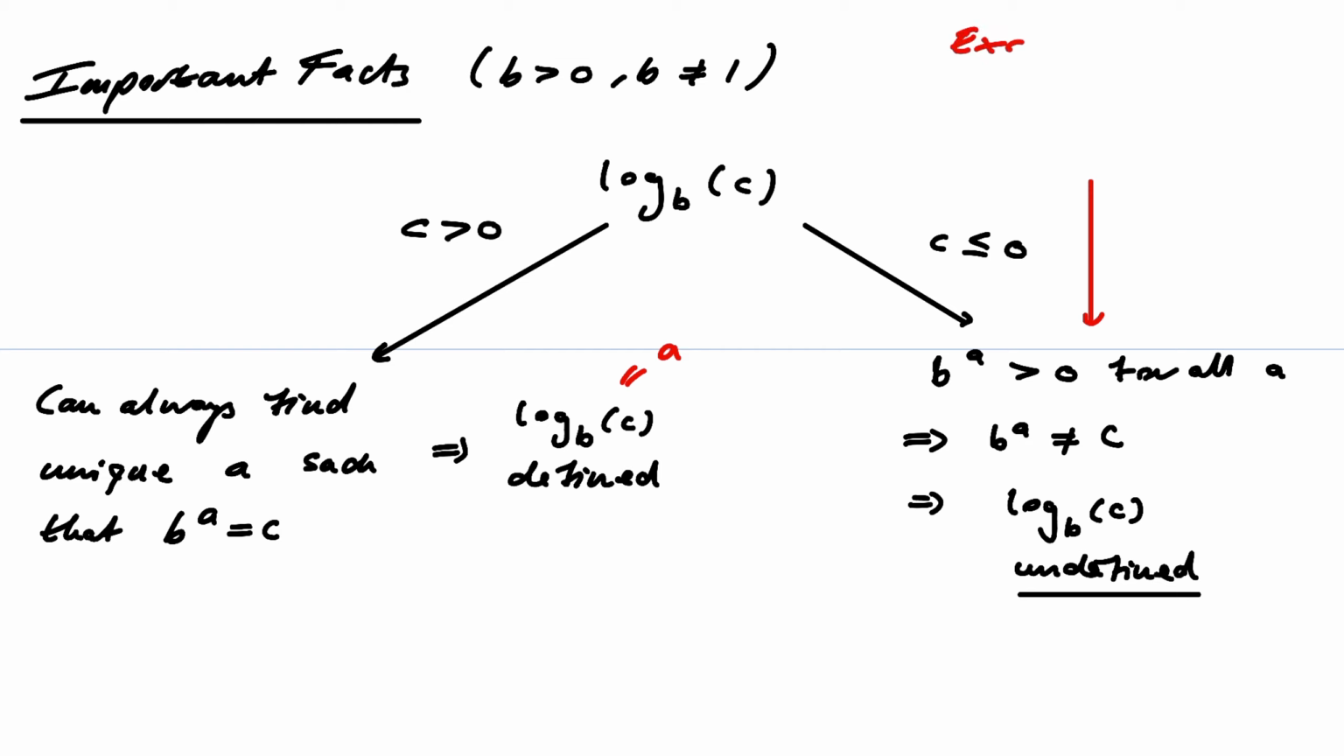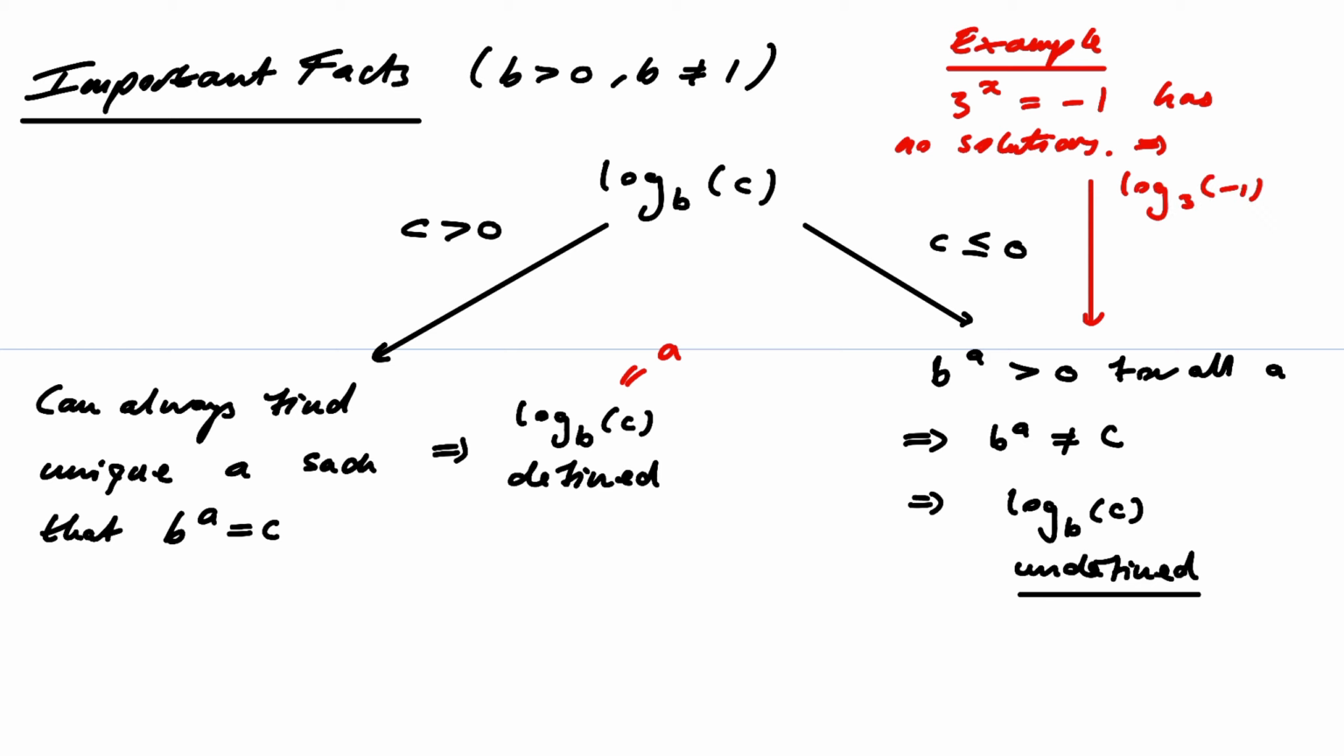So example, if we had a scenario with c is -1, so 3 to the x, let's say the base is 3, that has no solutions, right? 3 to any power is always positive. I'm only using x here because we're just used to solving for x, but it has no solutions. So this tells you that log to the base 3 of -1 is undefined. Doesn't make sense. So it's kind of quite subtle general properties.